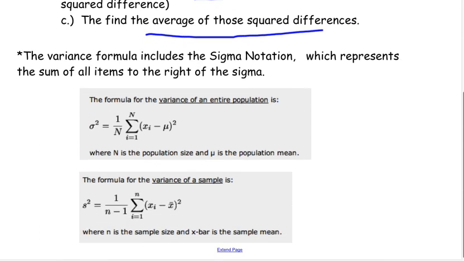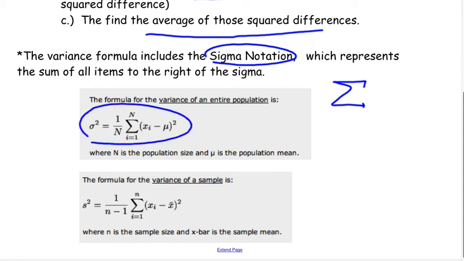Here is what the formula looks like. If you remember from Algebra 2, sigma notation. Sigma looks like this. It's a Greek letter. It represents sum. So this formula looks a little bit scary, but it's not bad. We have a formula for variance for an entire population and a formula for a sample, and they look very similar. The only difference is this little notation right here with the n or the n minus 1. So you'll see both ways.